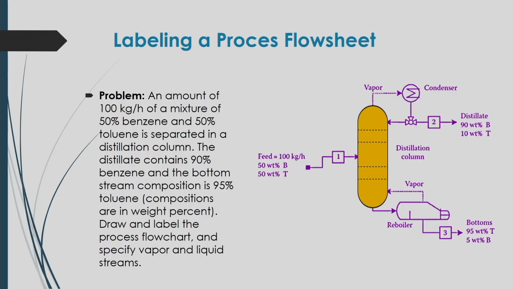Then, labeling a process flow sheet. Let us consider a problem here. An amount of 100 kg per hour of a mixture of 50% benzene and 50% toluene is separated in a distillation column. The distillate contains 90% benzene and the bottom stream composition is given as 95% toluene, and here all the compositions are given in weight percent, not in mole percent. So for all streams, the composition is to be considered as weight percent. If you are considering mole percent, then all the streams' units are to be in mole percent there.